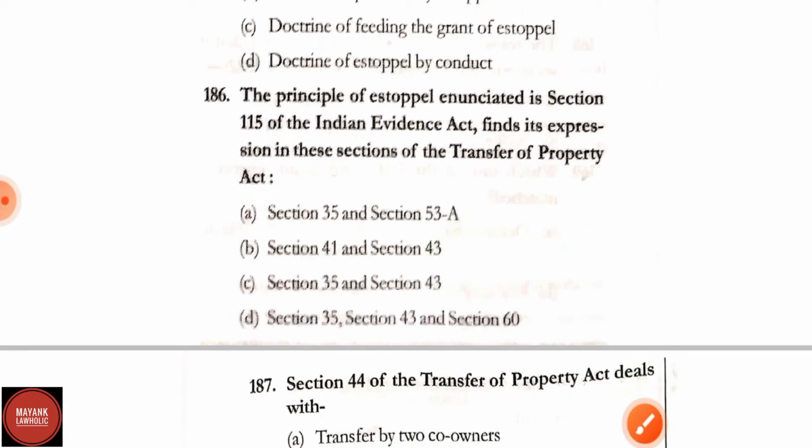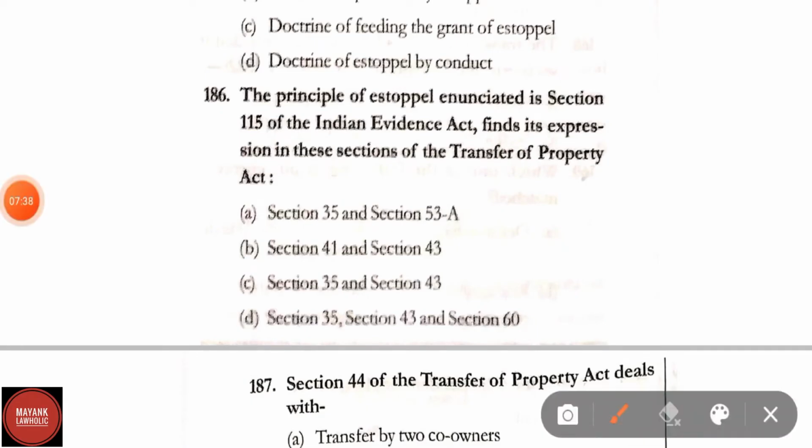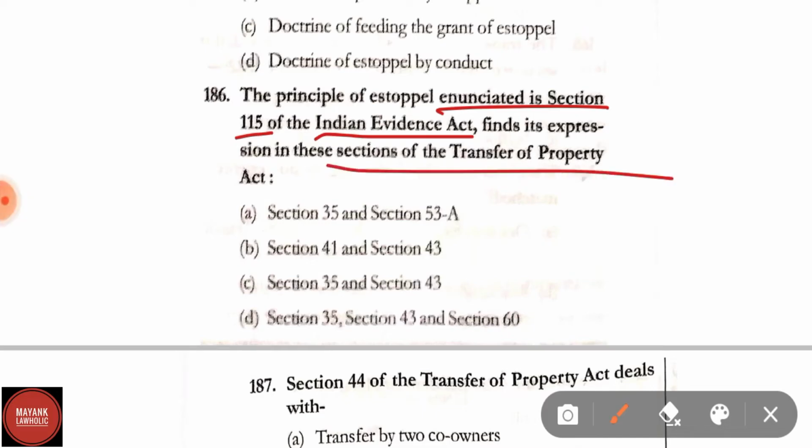Question number 186. The principle of estoppel enunciated in Section 115 of the Indian Evidence Act finds its expression in these sections of the TPA. Options are Section 35 and Section 53A, Section 41 and 43, Section 35 and Section 43, Section 35, 43 and Section 60. The correct answer is option B, that is Section 41 and Section 43.